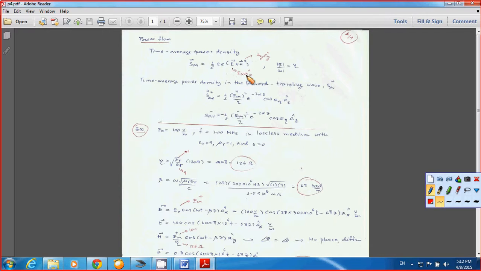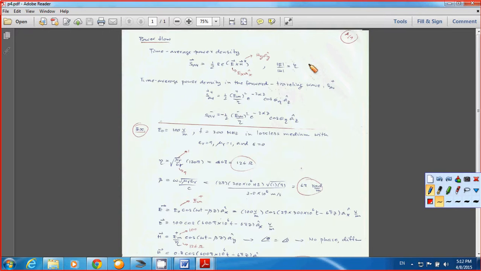And if you notice, when E has a component in X and H has a component in Y, the Poynting vector is simply equal to E cross H. Okay. So E has component a_x, so you have a_x cross H in the direction of Y, right? So a_x cross a_y, that's why you end up with a_z. It tells you the direction of the wave moving, and it becomes a_z.